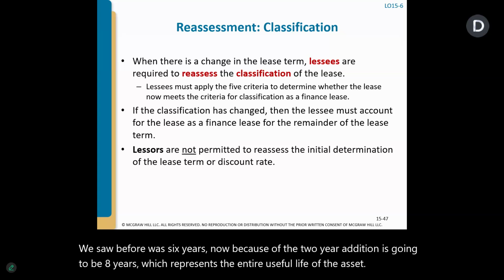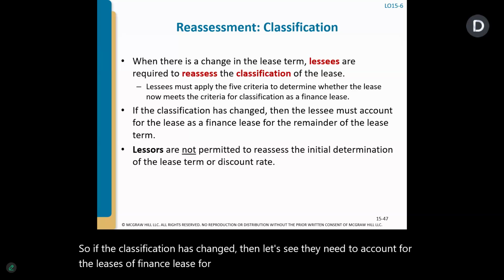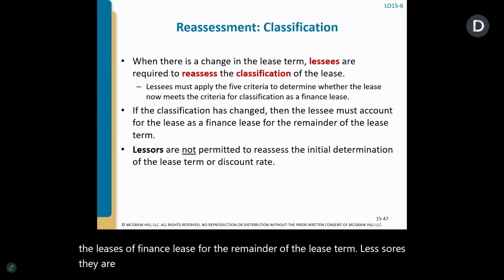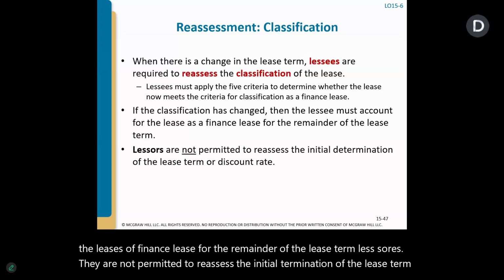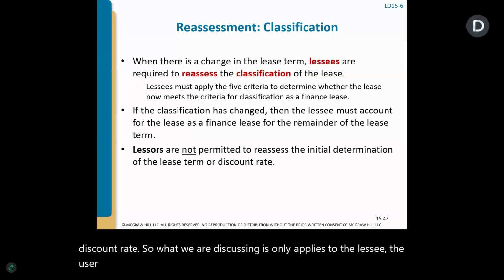So if the classification has changed, then the lessee needs to account for the lease as a finance lease for the remainder of the lease term. Lessors are not permitted to reassess the initial determination of the lease term or discount rate. So what we're discussing only applies to the lessee, the user of the asset.